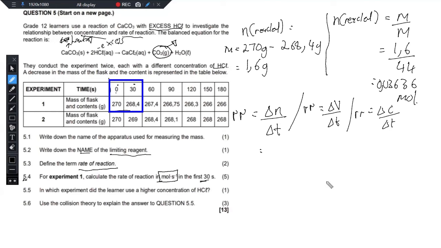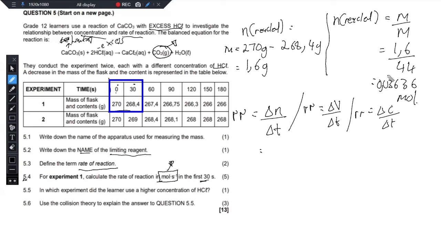So it's based on what you are actually trying to calculate, or what SI unit did they use in terms of calculating the rate of reaction. Now, in this case, we can see that our rate of reaction needs to be in mole per second. So obviously, how will you come up with mole per second? It's change in the number of moles over the change in time.